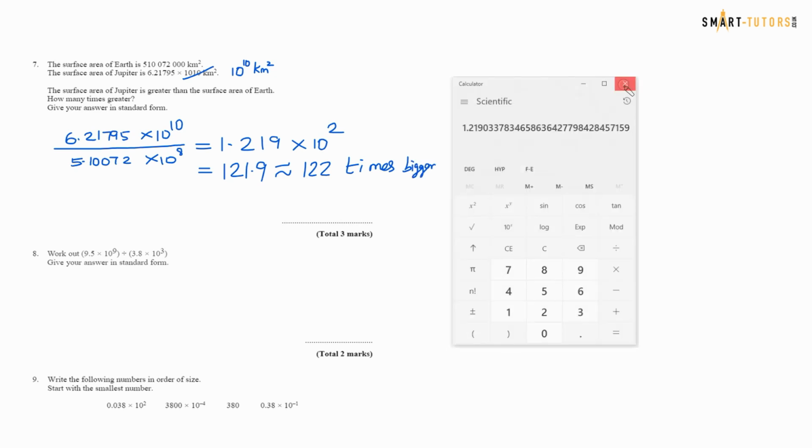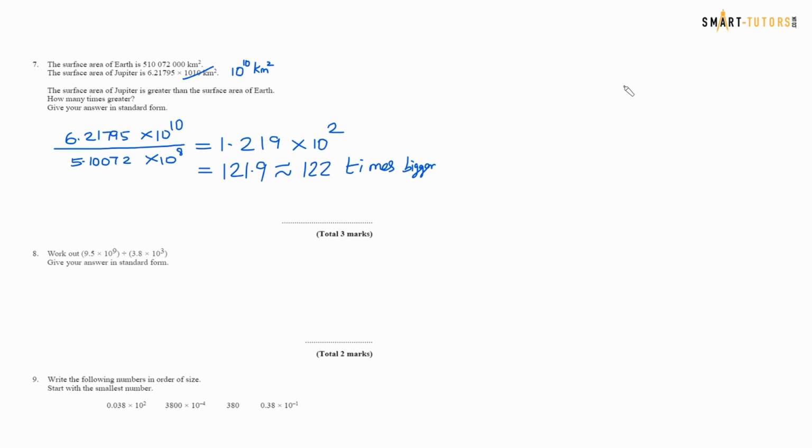But they are asking the answer in the standard form. So I'm going to put that in the standard form, 1.22 times 10 to the power 2.